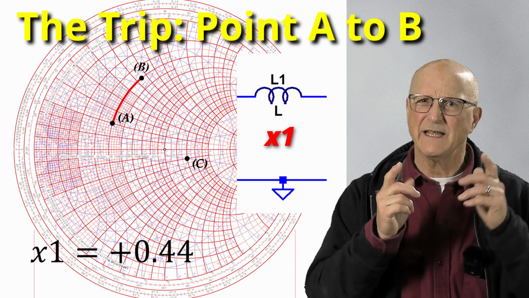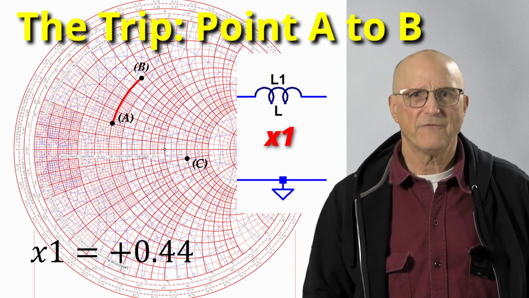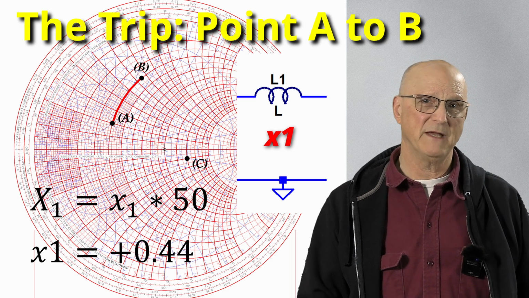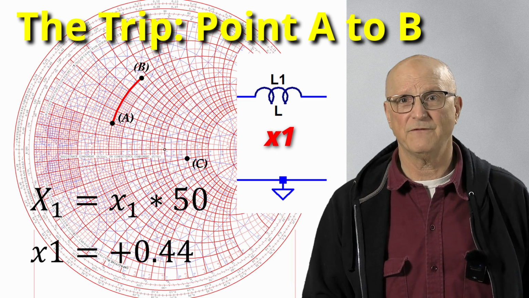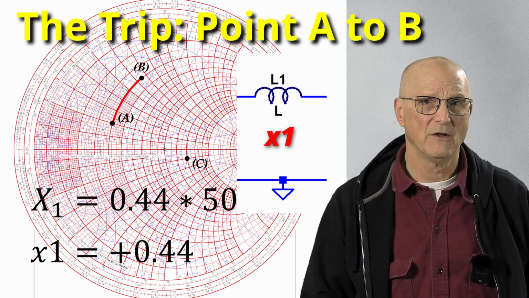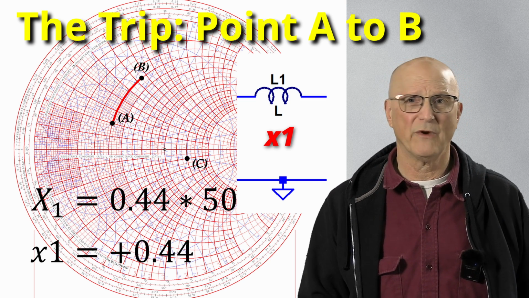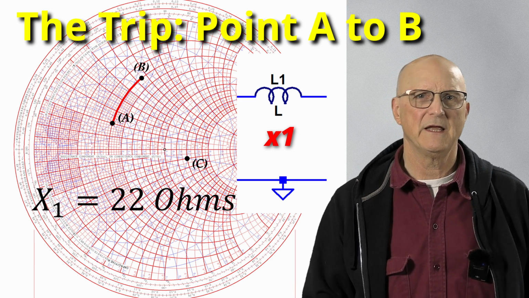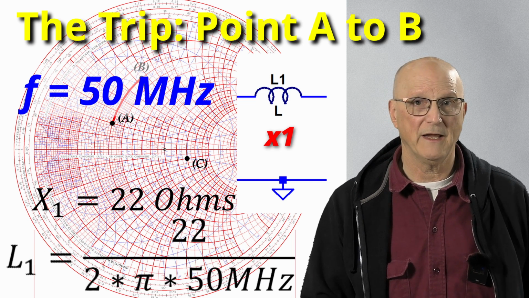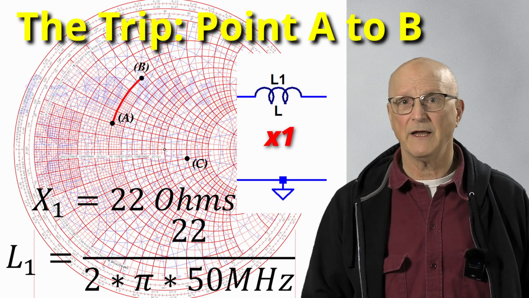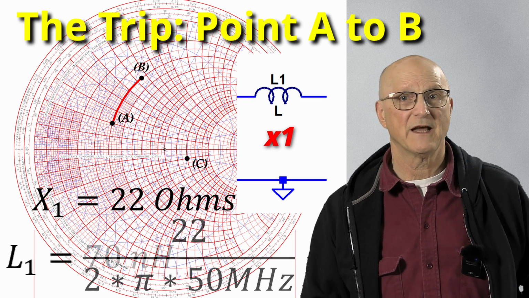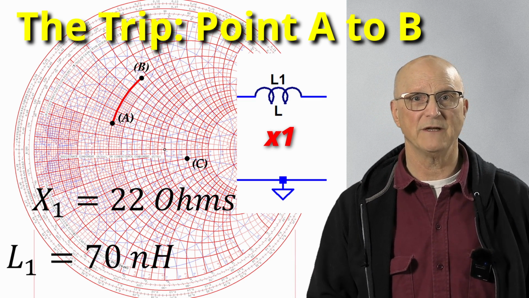But what is the inductor's actual value? The first step is to unnormalize it by multiplying its normalized value by the system impedance, which for this example I used 50 ohms. This gives us 0.44 times 50, which gives me an inductive reactance in the real world of 22 ohms. If our target frequency is 50 megahertz, then our component value would be 22 divided by 2 times pi times 50 megahertz, which gives us a value of 70 nanohenries.